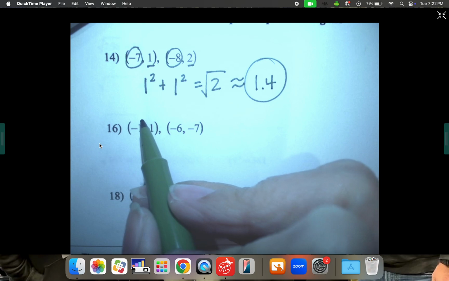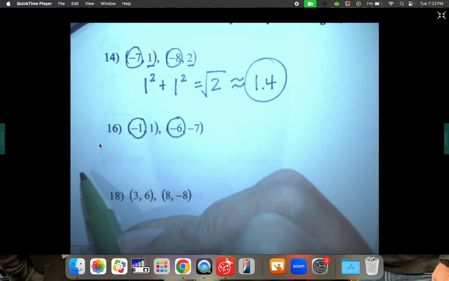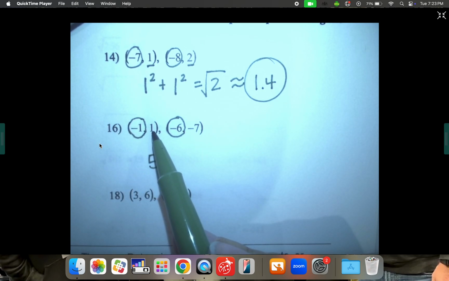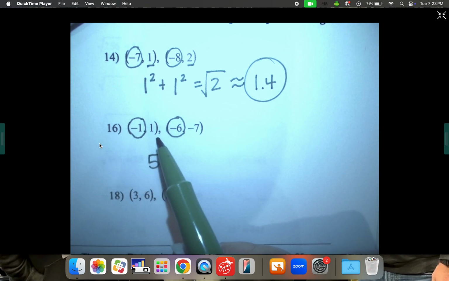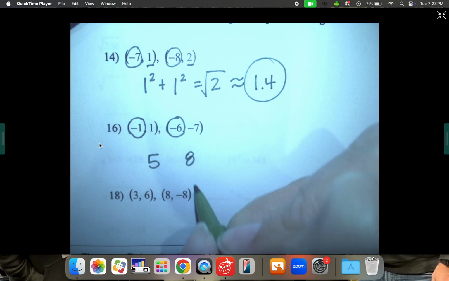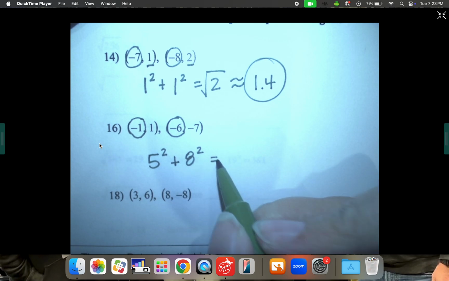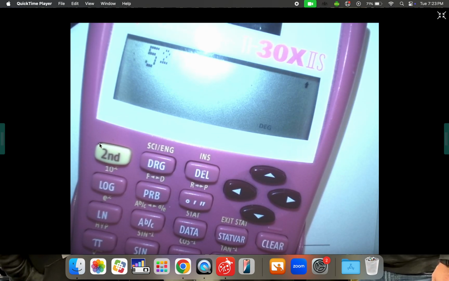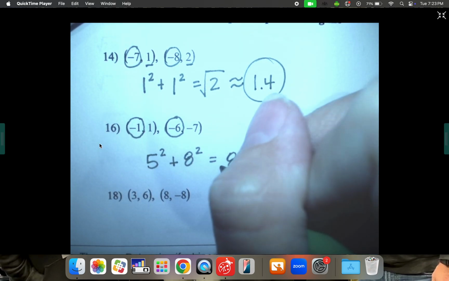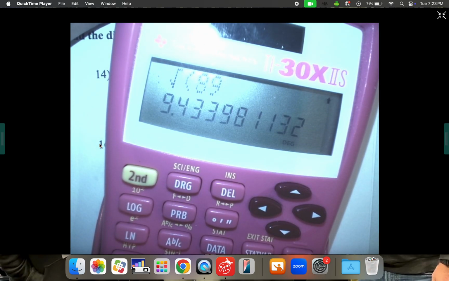All right. From -1 on a number line to -6, if you're going from -1 backwards to -6, you have taken 5 steps. From 1 backwards all the way to -7, you pass 0 and then you go 7 more. So that's a total of 8 steps. And each one of those is squared because those are your legs. I'm just going to do this one in the calculator. 5 squared plus 8 squared is 89. And we are going to take the square root of 89, which is about 9.4.